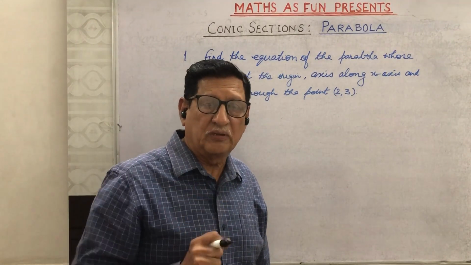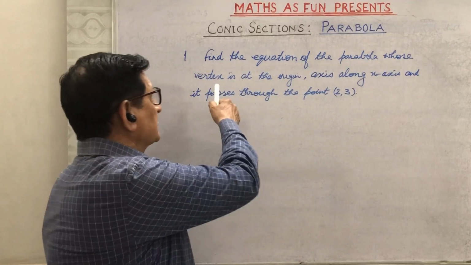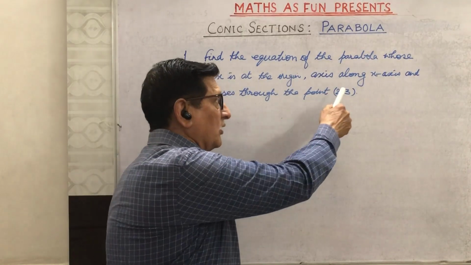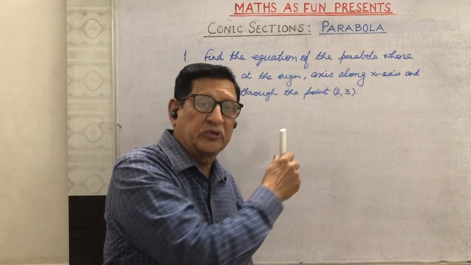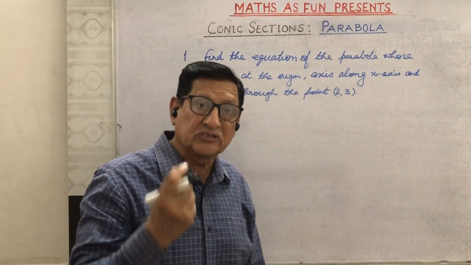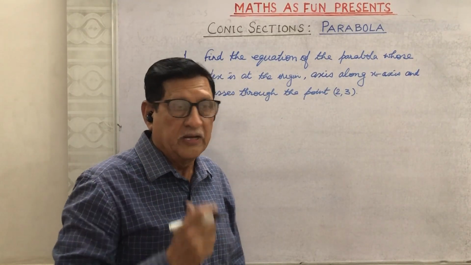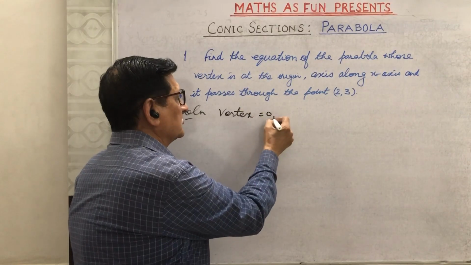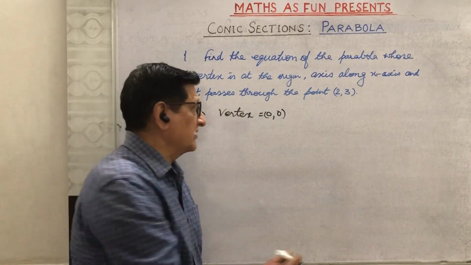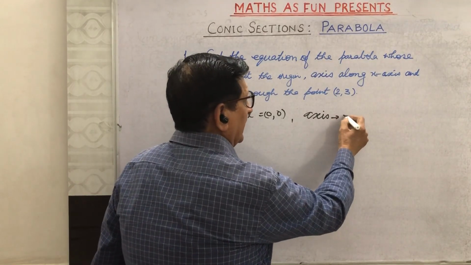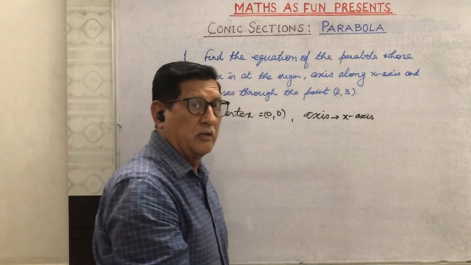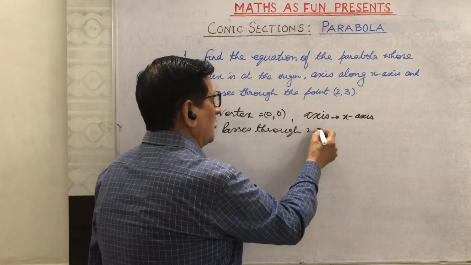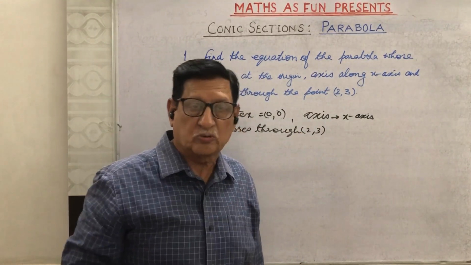Now we will discuss some of the problems based on parabola. And the first one here is, find the equation of the parabola whose vertex is at the origin, axis is along x-axis, and it passes through the point 2, 3. After reading the question, we must understand what is the position of the parabola. Here it is given that the vertex is at 0, 0. Axis is along the x-axis, means this is the x-axis, and it passes through 2, 3. 2, 3 is the point which lies in the first quadrant.